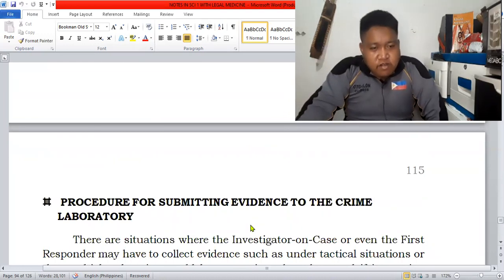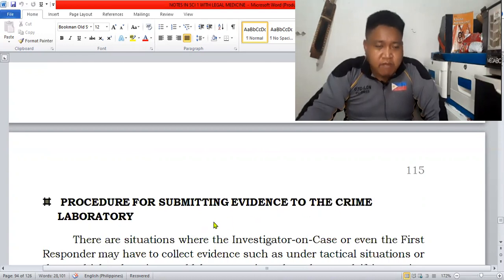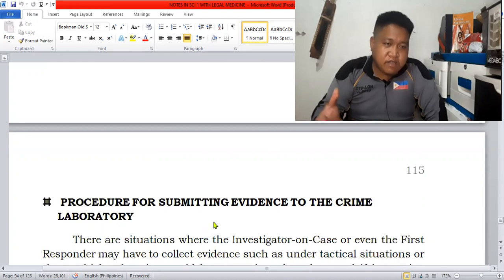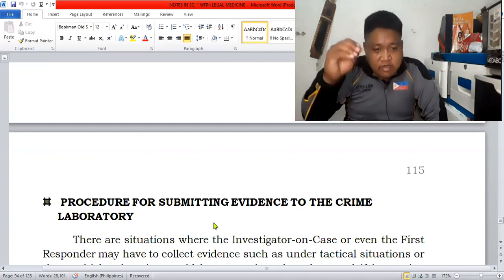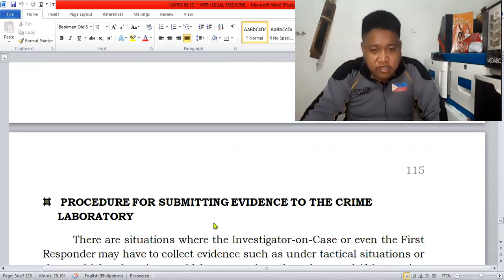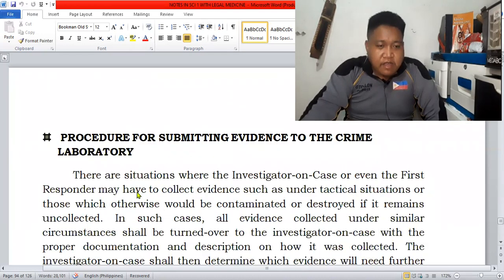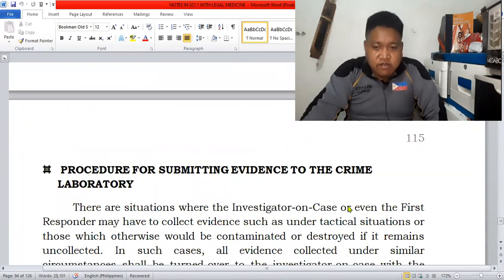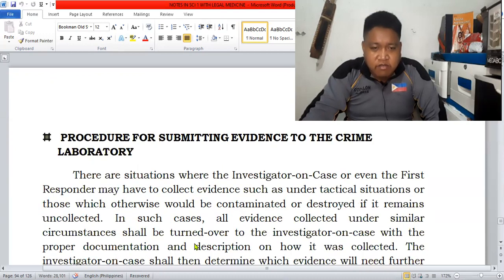Let us proceed further in the procedure for submitting evidence to the crime laboratory. Kasi pag may na-collect na evidence and preserve, ang pinupuntahan yan kung gagamitin mo as evidence for the crime involved, then sa crime laboratory for analysis. Okay? So there are situations where the investigator on case or even the first responder may have to collect evidence such as under tactical situations or those which otherwise would contaminate or destroy if it remains uncollected.